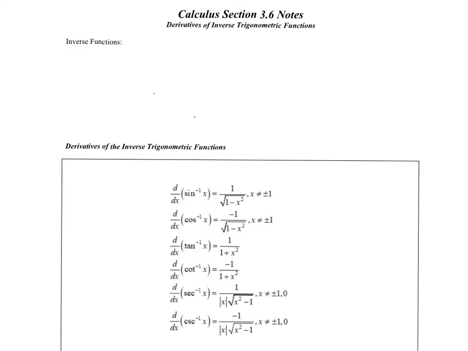All right, in the last section we're going to do, section 3.6, the last kind of derivative we're going to look at is the derivatives of inverse trigonometric functions. Now remember, an inverse function is any function that will undo a given function. That's kind of a general definition.